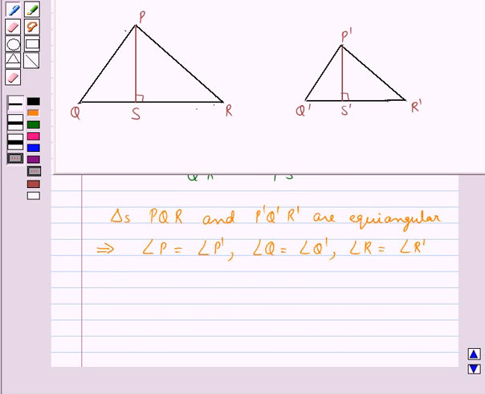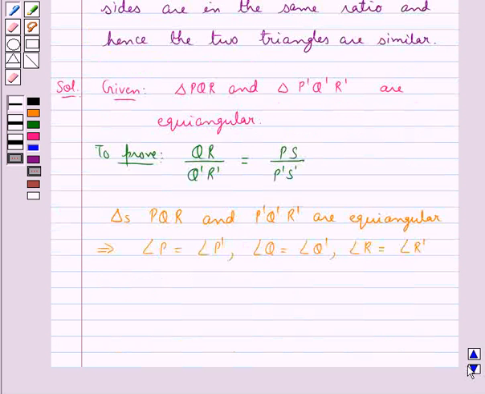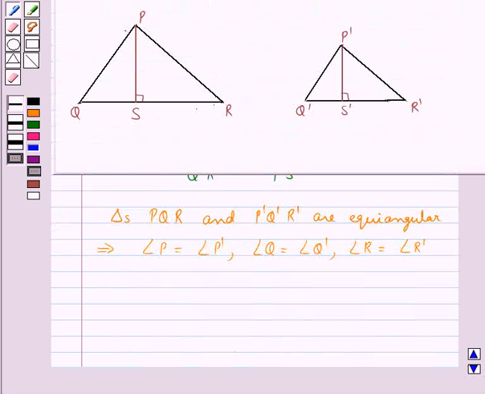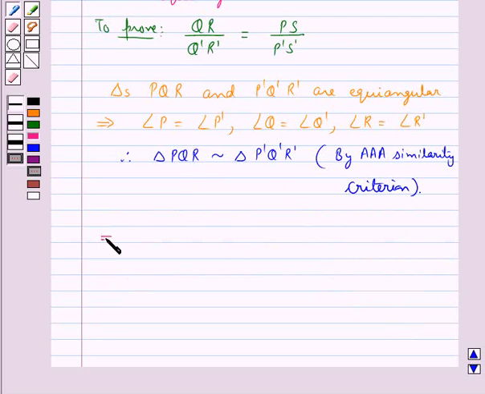Now let's once again recall the AAA, that is angle similarity criterion. According to this, we have that if in two triangles corresponding angles are equal, then the corresponding sides are in the same ratio, and hence the two triangles are similar. So in triangles PQR and P dash Q dash R dash, all the corresponding angles are equal, and therefore we can say that triangle PQR is similar to the triangle P dash Q dash R dash by angle similarity criterion. And this implies that PQ upon P dash Q dash is equal to QR upon Q dash R dash. We take this as equation 1.